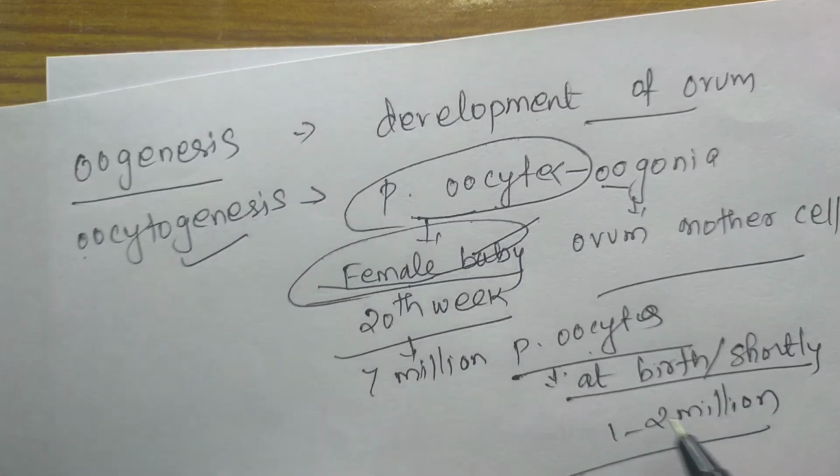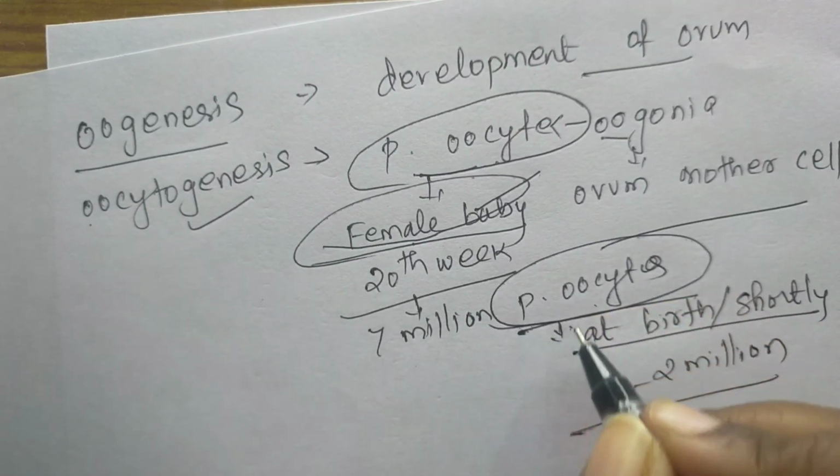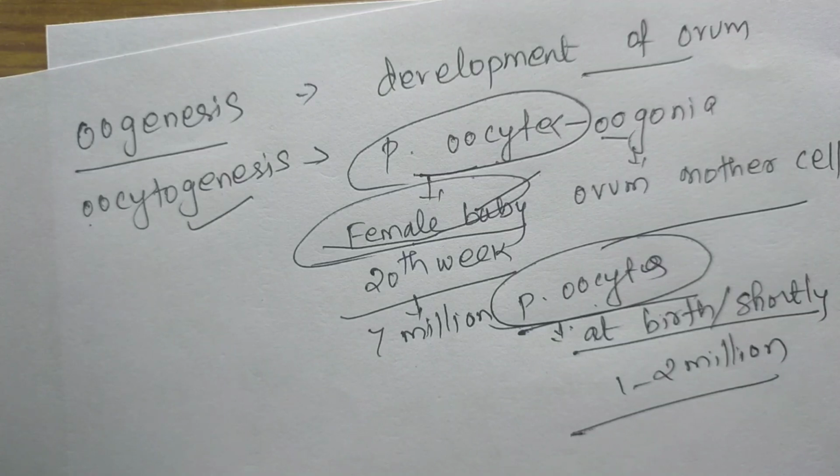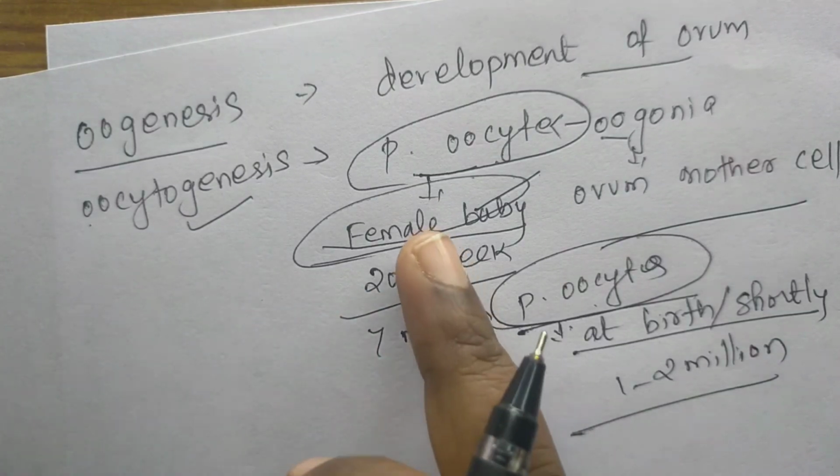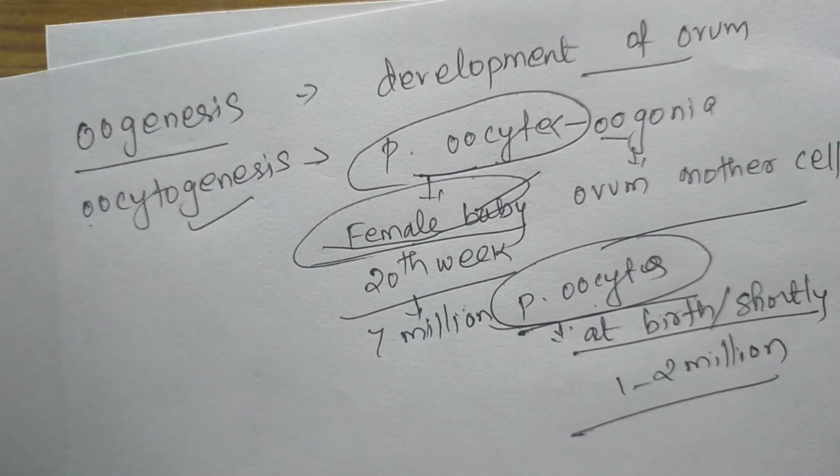After this, there will be no more development of primary oocytes inside the female baby's ovary. I'm repeating again. At around the 20th week of gestation, the female baby's ovary will develop primary oocytes. These primary oocytes are around 7 million in number. 7 million will get reduced to 1 to 2 million at the time of birth. So after birth, the primary oocytes will not develop. They will be temporarily arrested.